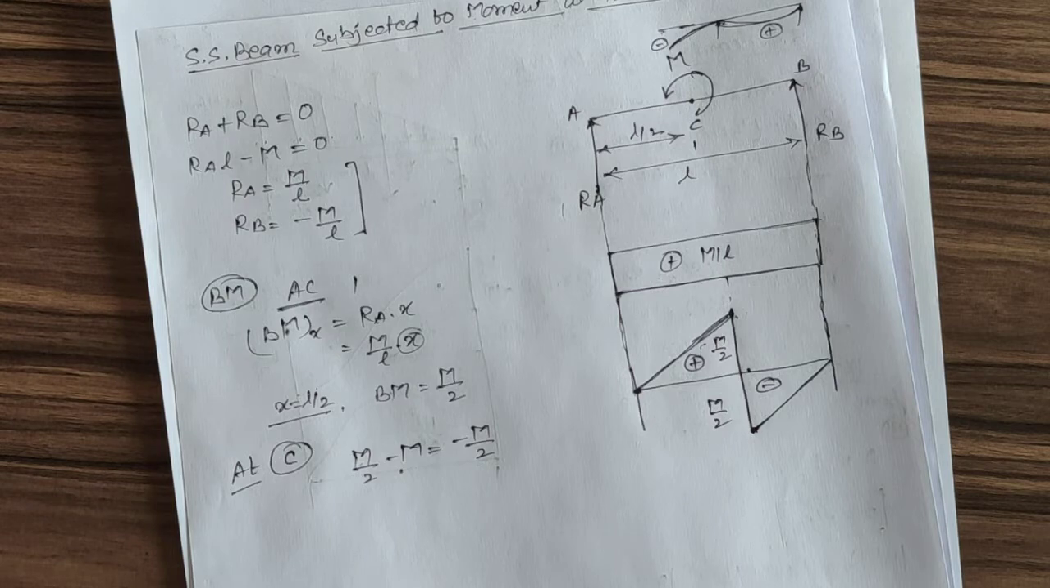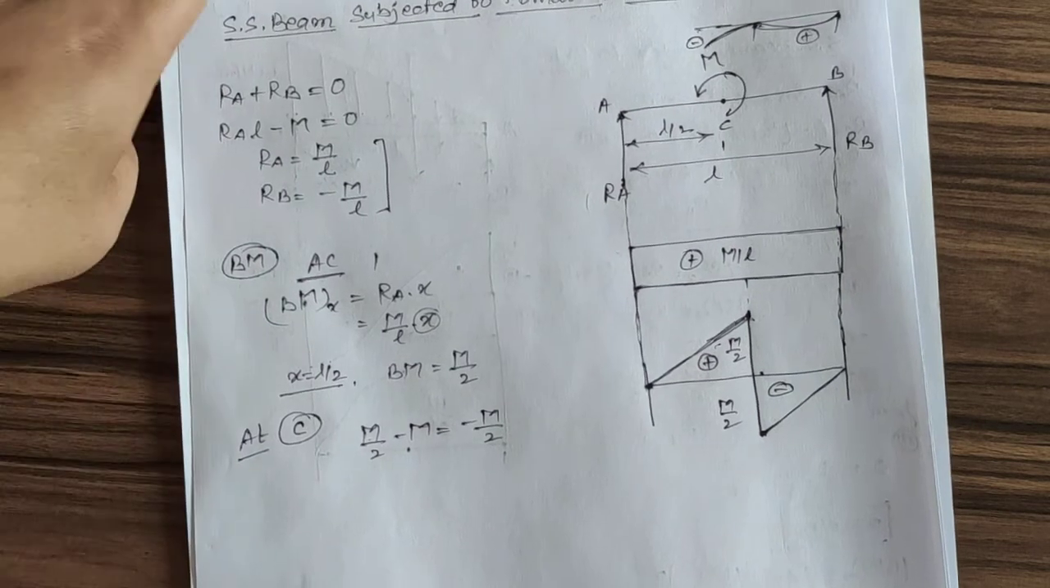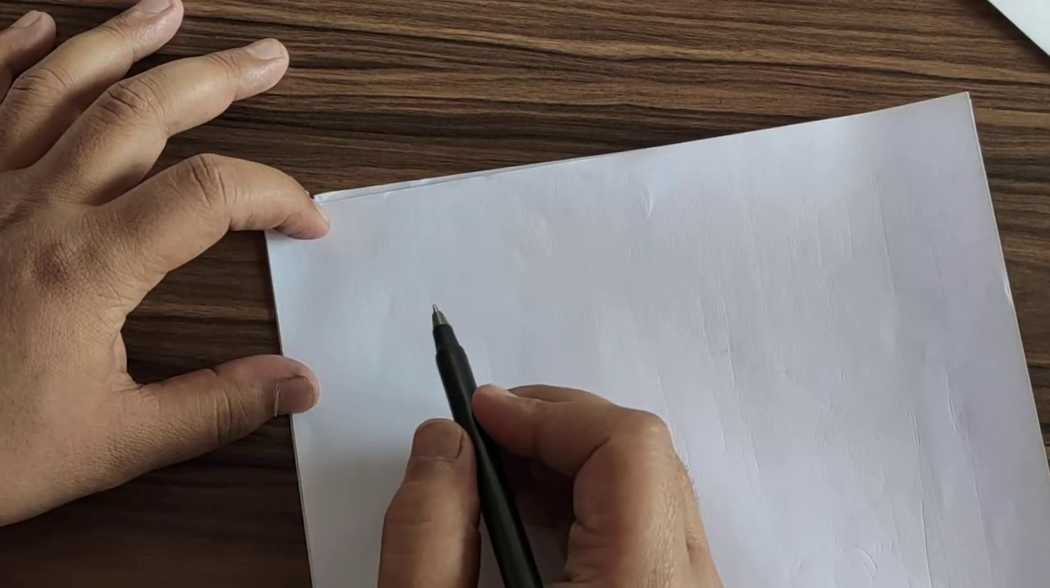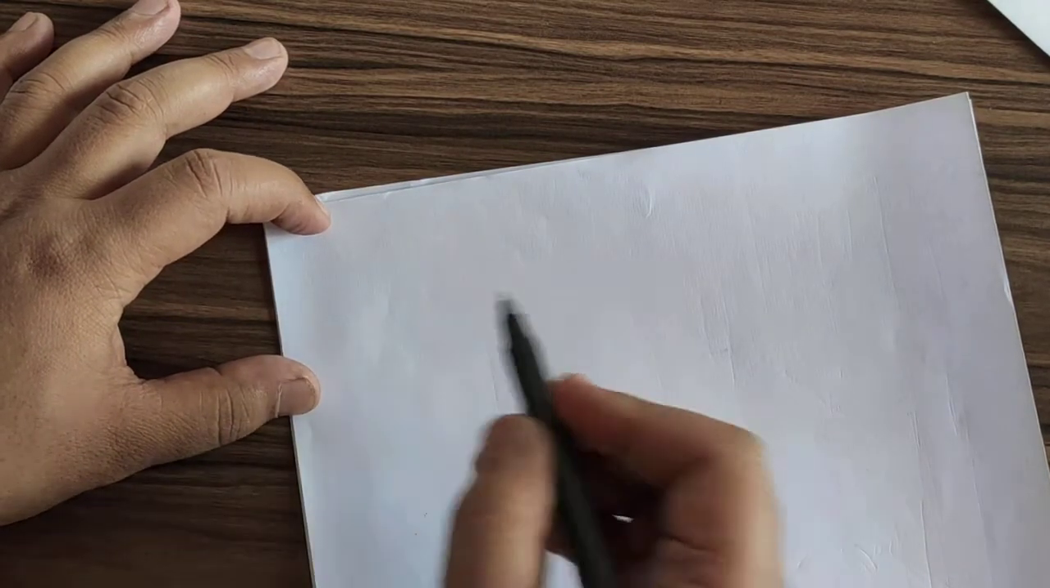Now, we are coming to the cantilever beam. Now, what is a cantilever beam? A cantilever beam is the beam whose one end is fixed and the other end is free. That beam is known as the cantilever beam.